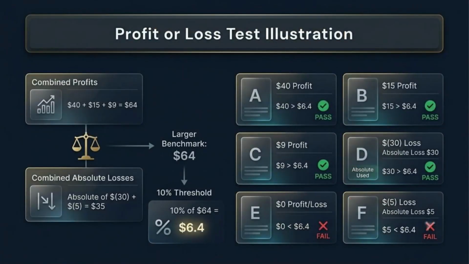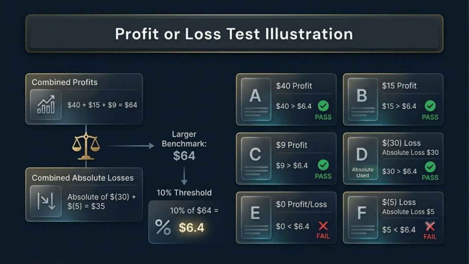For the profit or loss test, combined profits are 40 from A, 15 from B, and 9 from C, giving 64. Segment E has 0 profit, so it does not enter the profitable bucket. Combined absolute losses are 30 from D and 5 from F, giving 35. The larger benchmark is 64 and 10% is 6.4.